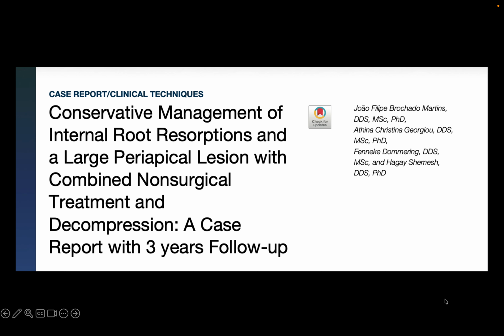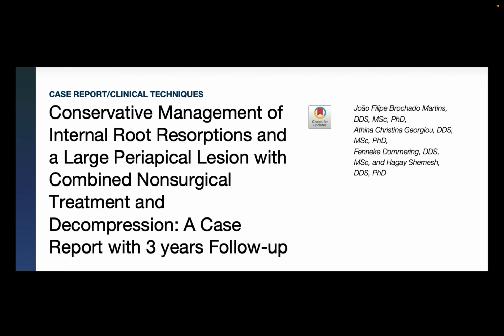This is a case report with a 3-year follow-up titled Conservative Management of Internal Root Resorption in a Large Periapical Lesion with a Combined Non-Surgical Treatment and Decompression. It was done by Martinez et al. and newly published in the JOE.